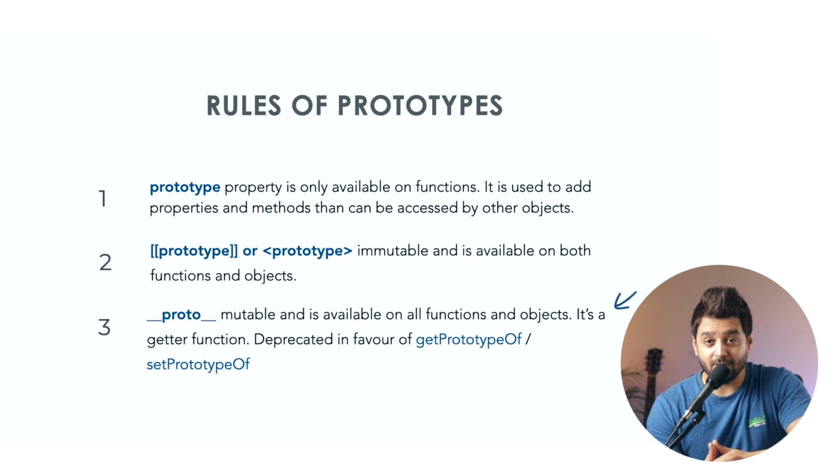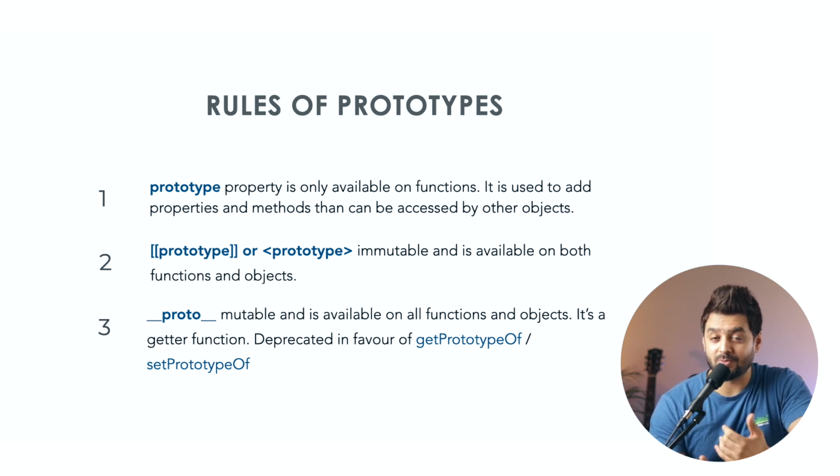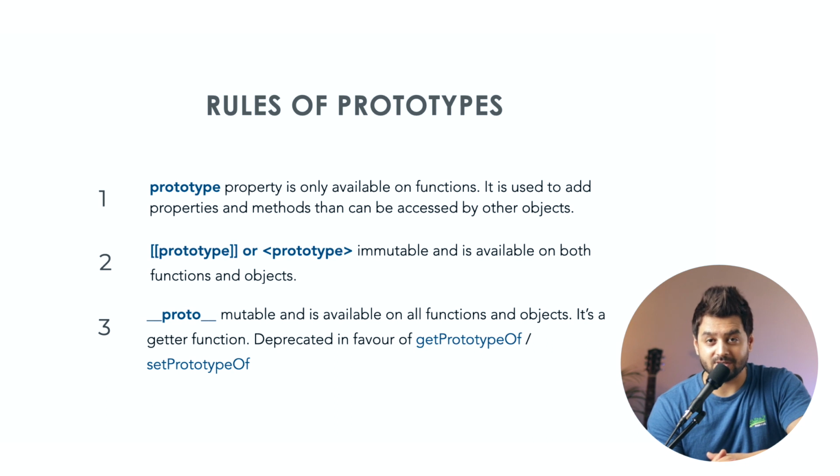The third one follows the rule of the second one, which is your __proto__ or dunder proto is available on both functions and objects. And there's new information here: it's actually a getter function, which means if you create an object and open it up, you will not find __proto__ in the new versions of your browser, because this property is only available on the prototype object of your object constructor.